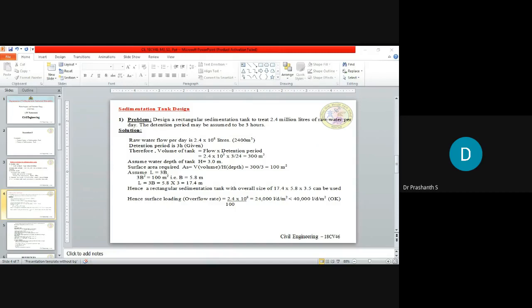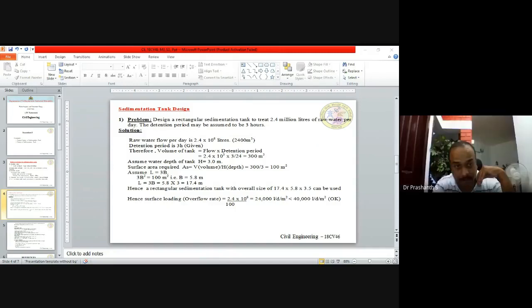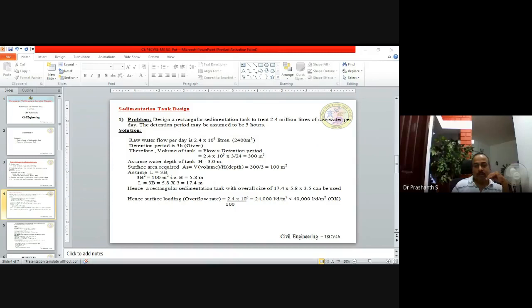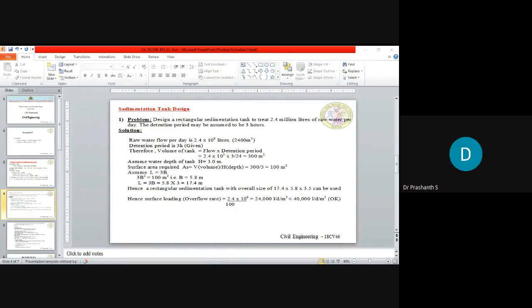Once you know the length of the tank, you can find out the cross sectional area, which is volume by length. So divide 500 by 24, you get 20.8 meter square. So you have got the length of the tank, you have got the cross sectional area. You can assume the depth. Depth is 3 meters. Note, the depth of the tank is kept between 3 to 4 meter, inclusive of allowance for storage of sludge.